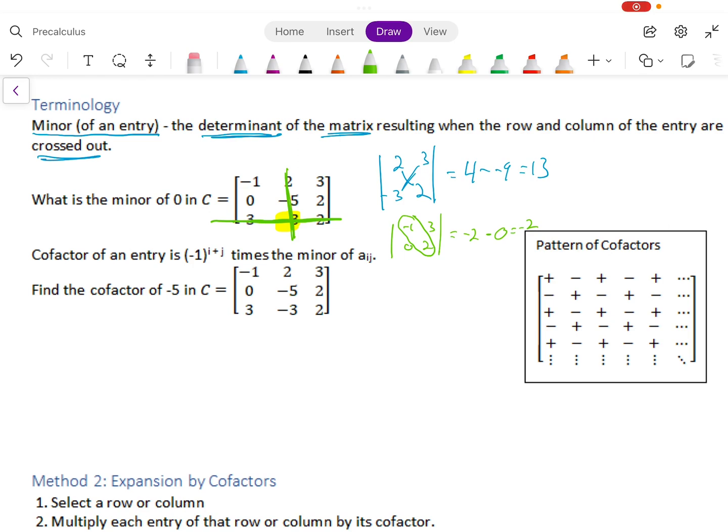We're going to be using that shortly. The next term is the cofactor. The cofactor of an entry is negative 1 to some power, i plus j, that's the row that you're in plus the column that you're in. And negative 1 to a power is either going to be negative 1 or 1, because negative 1 to an even power is always just equal to 1, and negative 1 to an odd power is always negative 1. So really this is going to be changing the signs.